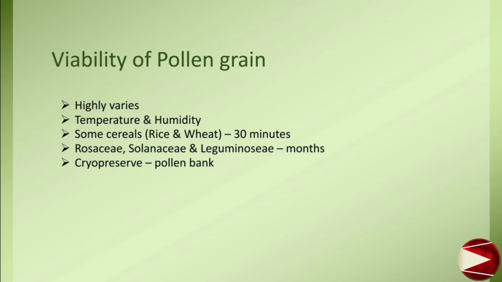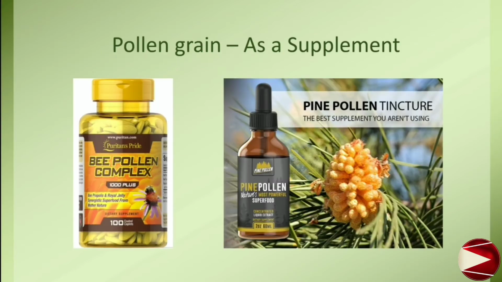Like sperms or semen of many animals, pollen grains of many species can be stored for years in liquid nitrogen, that is at minus 196 degrees Celsius temperature, called cryopreservation. Such stored pollen can be used as pollen banks, similar to seed banks, in crop breeding programs.